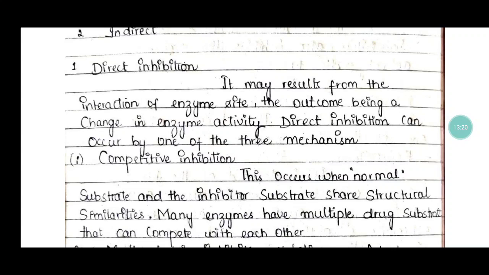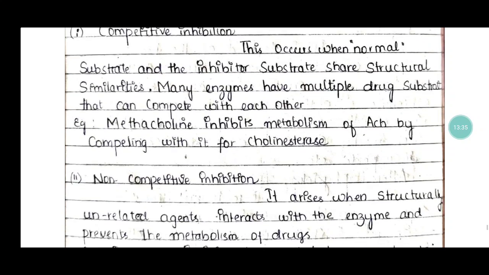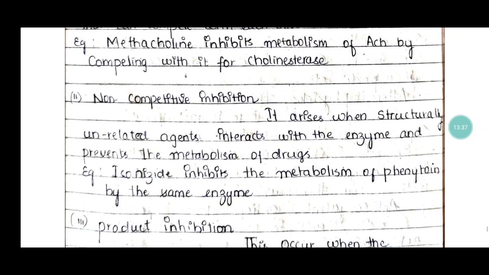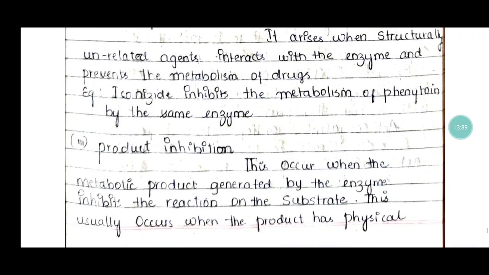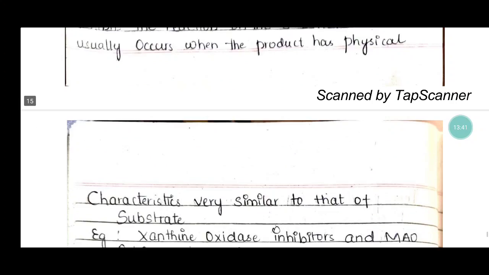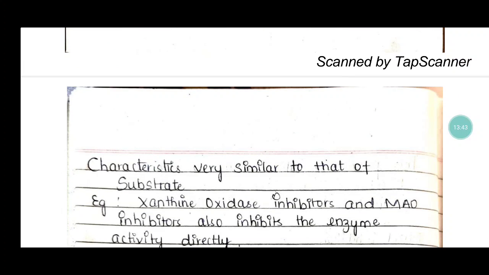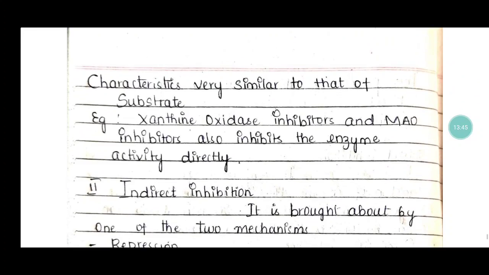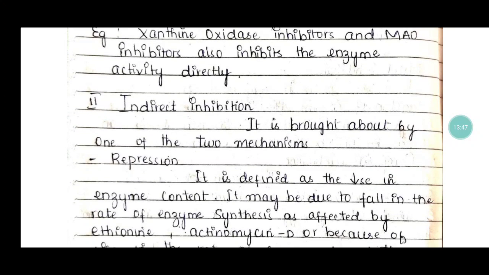Direct inhibition may result from interaction at the enzyme site, the outcome being a change in enzyme activity, and direct inhibition can occur by one of three mechanisms: competitive inhibition, non-competitive inhibition and product inhibition. The inhibitor has characteristics very similar to the substrate. Number two, indirect inhibition.